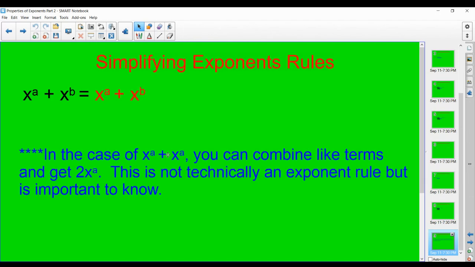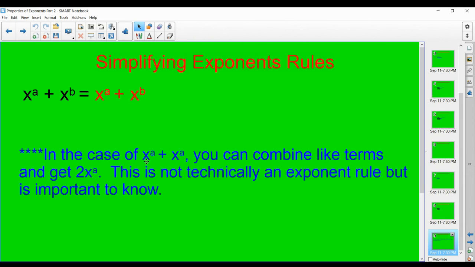And then my last rule, which is a kind of don't do this rule, is if I have x to the a plus x to the b and the powers are different, don't try to combine them. There's nothing you can really do unless it happens to be x to the a plus x to the a, and then we can use our combining like terms rule and get 2x to the a.